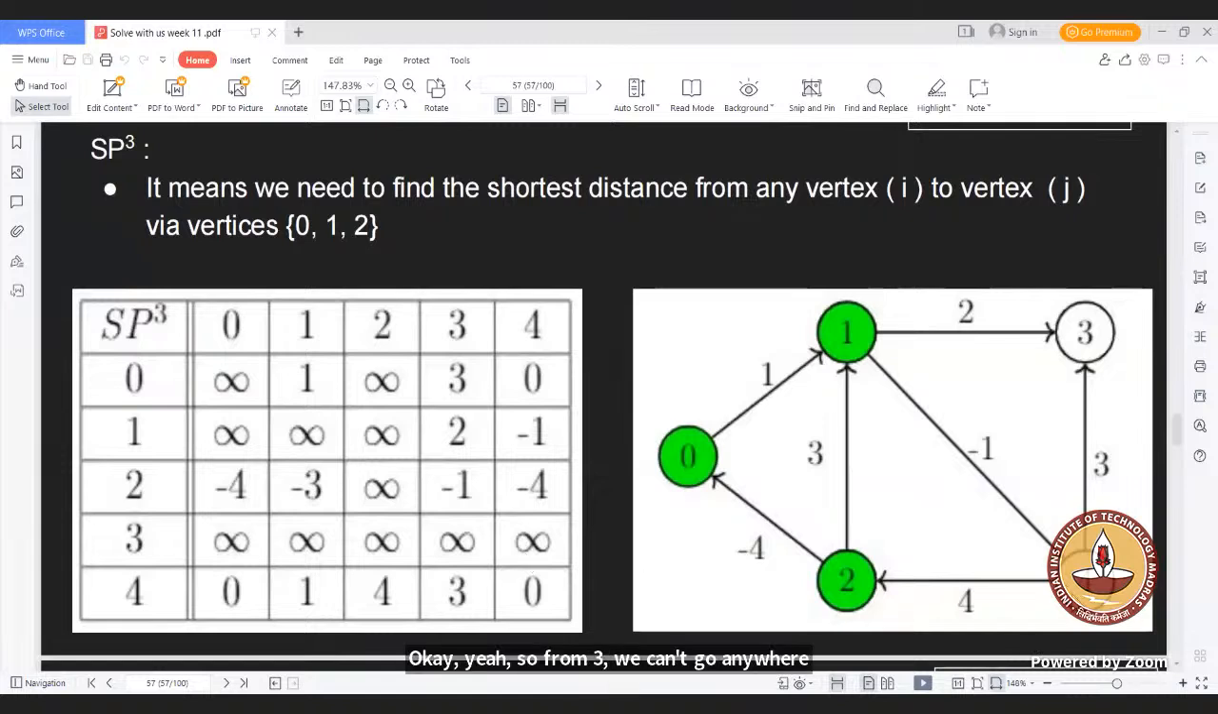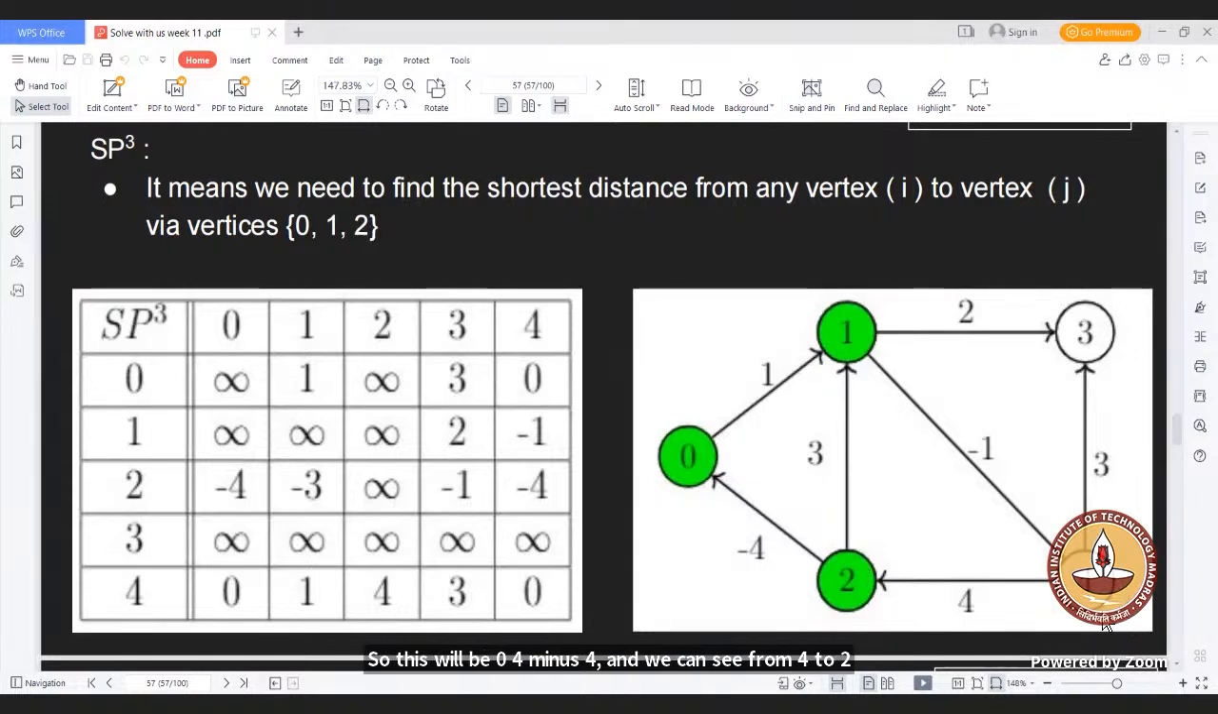So from 4 we can see, from 4 we can go to 2. So 4 to 2 is possible. 4 to 0, we can see, we can go from 4 to 2 and 2 to 0, right? Yes, 4 to 0 we can go, 4 to 2 and 2 to 0. So this will be -4. And to go from 4 to 1, we can go from 4 to 2 and 2 to 1.